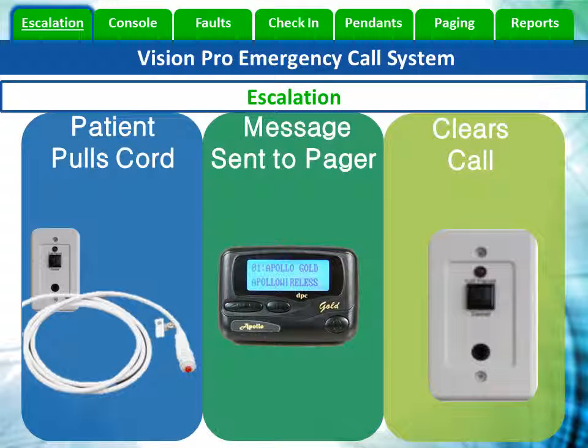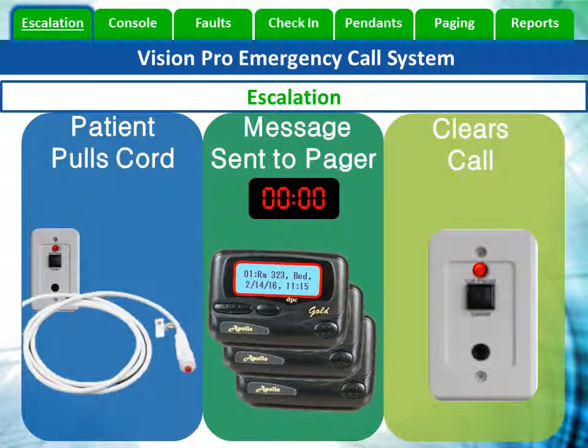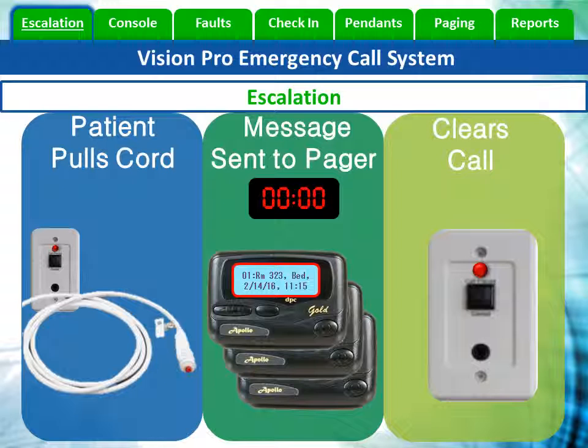Vision Pro is an emergency call system that allows a resident to call for help using a pull cord, bath station, or pendant. That very first press of the button sets off a series of events. The moment that the resident presses the call light button, a message is sent to the level 1 pagers in that area. Usually these pagers are carried by the CNA staff, and the message will show the room number, the time of the call, and the type of call station, such as a bed or a bath.